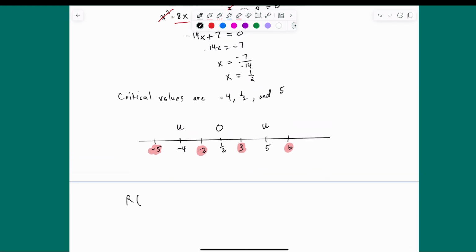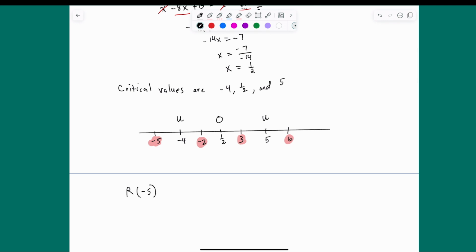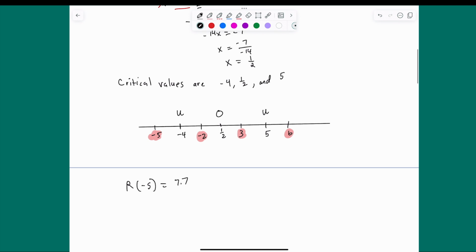In other words, r of, say, -5. To save some computation time, I already had these calculations, and this is about 7.7, and so that means it's positive here on the interval from -infinity to -4. Then evaluating the rational expression at -2 would spit out about -2.5, so we know it's negative there. And the rational function evaluated at 3 would spit out about 2.5, and it's positive there.